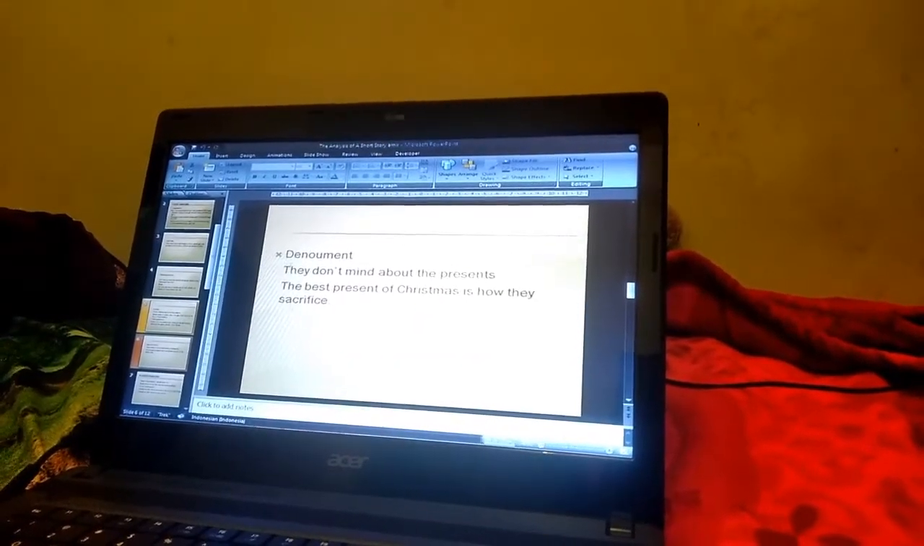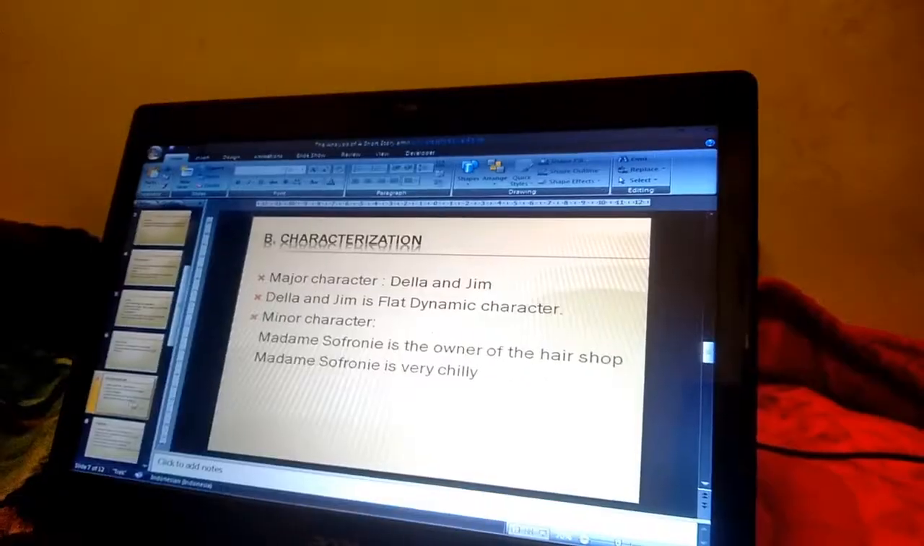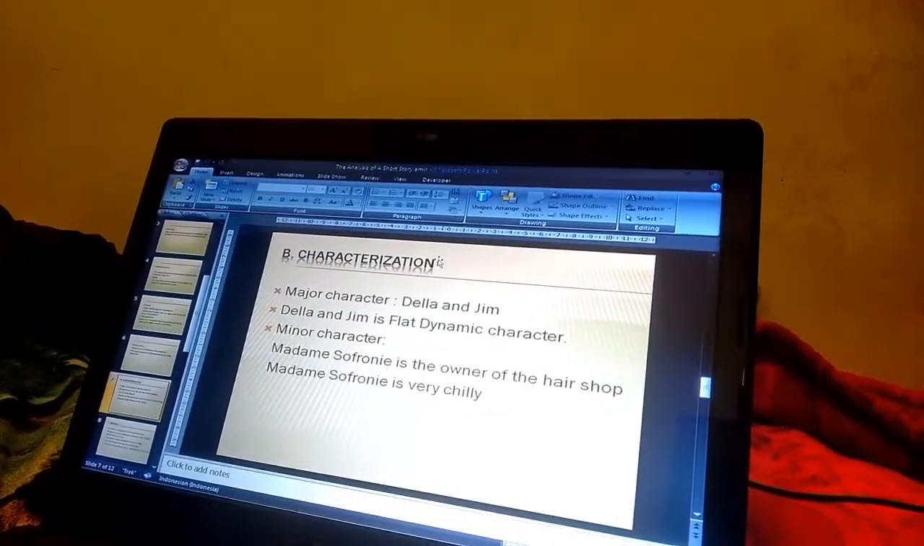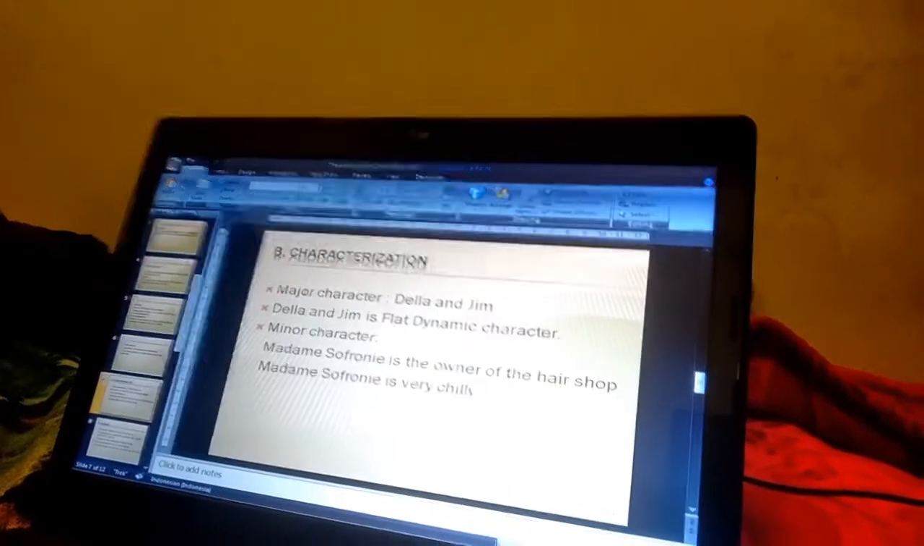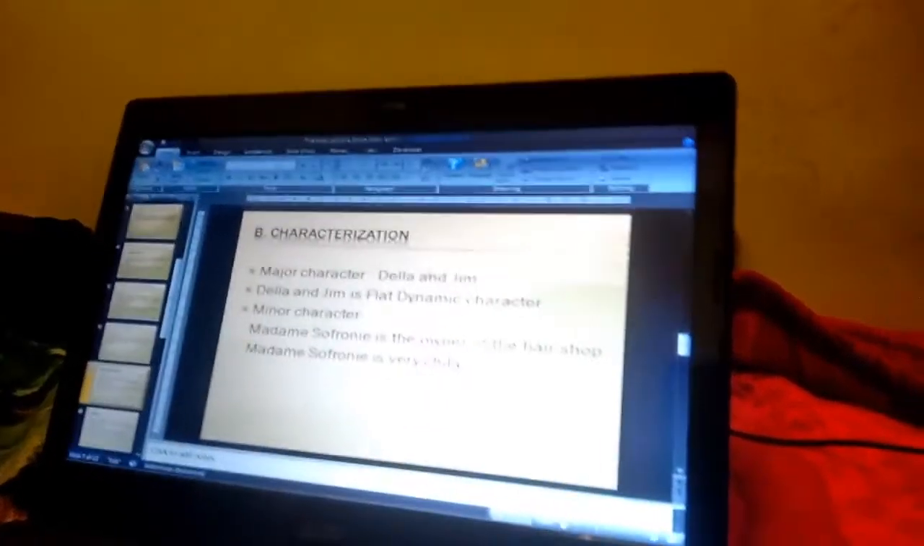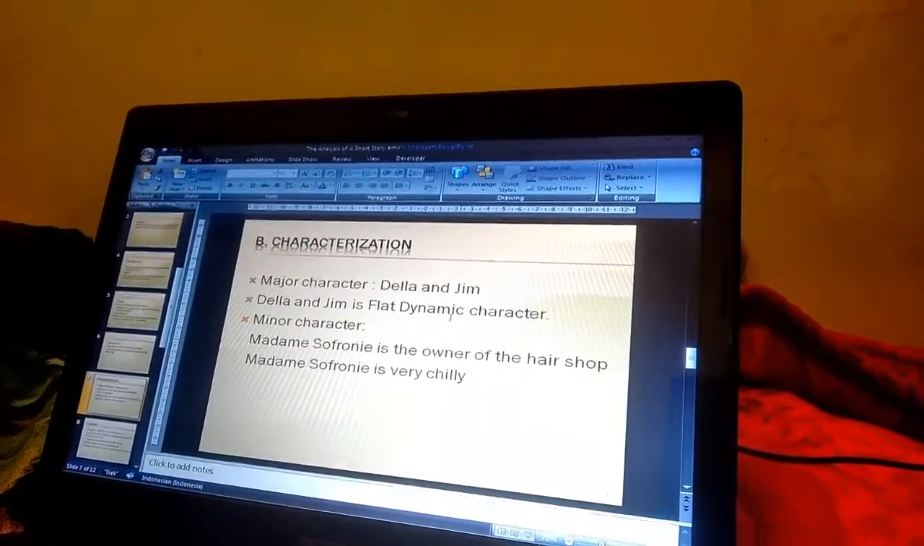Finally, we got the moral of the story. The moral in this story, when they don't mind about the presents that are very expensive, I think is very special. But the more special thing is the information about the characterization of this story. In this story, we got major characters, Della and Jim. Della and Jim are flat dynamic characters.